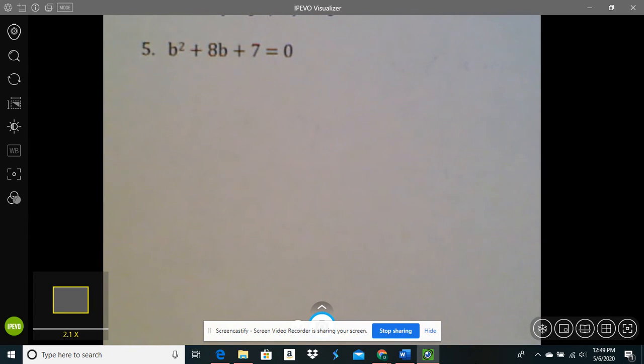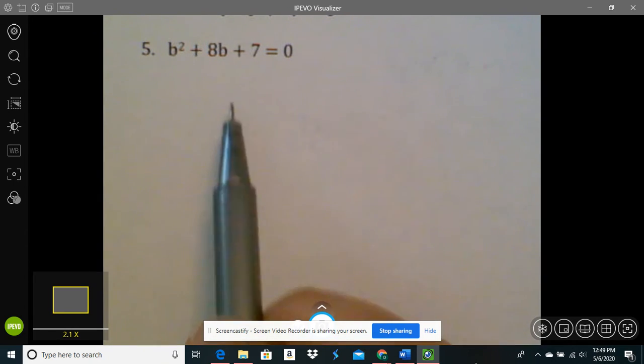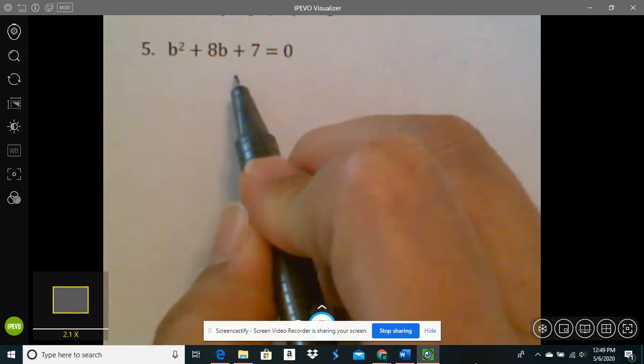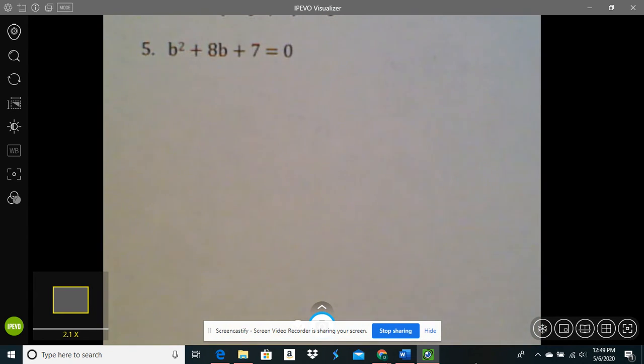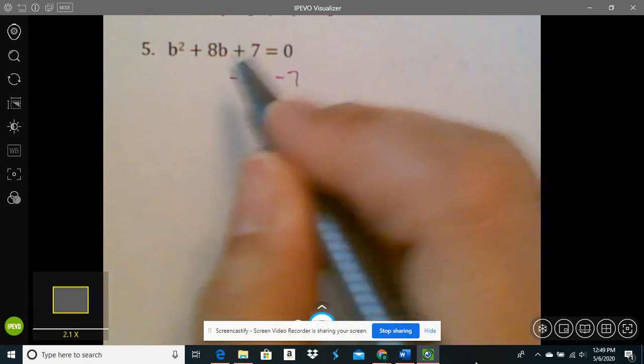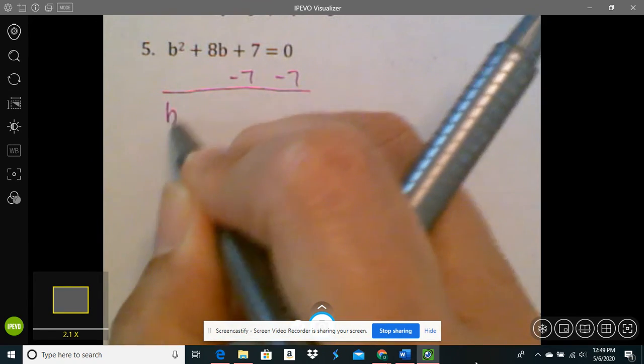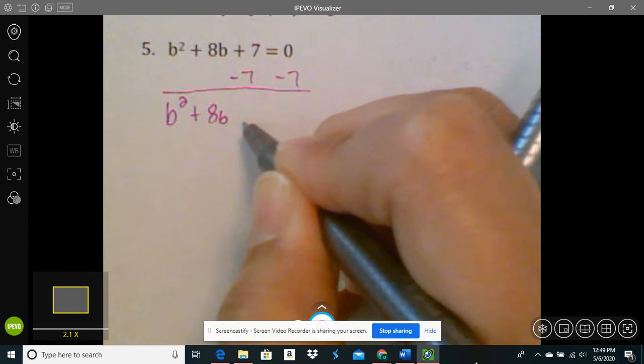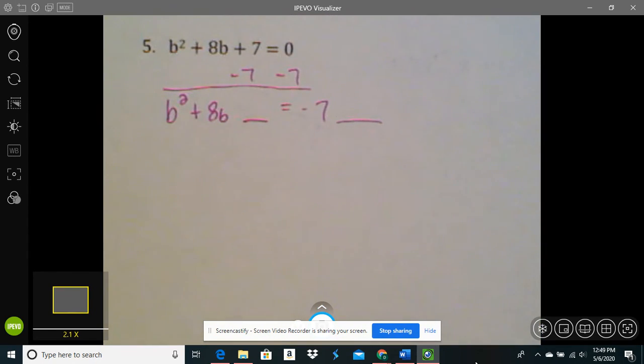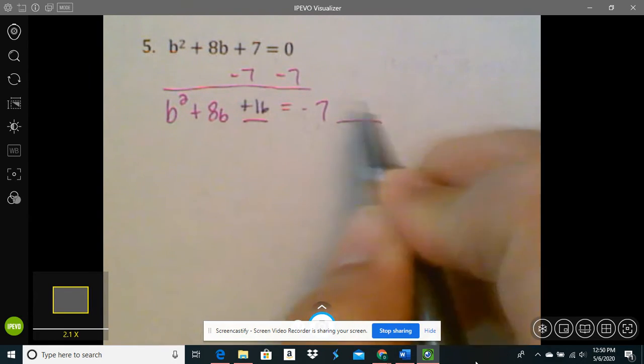All right. So we need to take the 7 to the other side. And the way we're going to do that is by subtracting. So we subtract the 7 on both sides. So we get b squared plus 8b blank equals negative 7 blank. Okay? All right. Now, Robodeer, I can already tell you that one's factorable. So guess what? Factor it. But if you can't factor to save your life, here's what you can use. All right. So we take half of 8. Half of 8 is 4. When you square 4, you get 16.